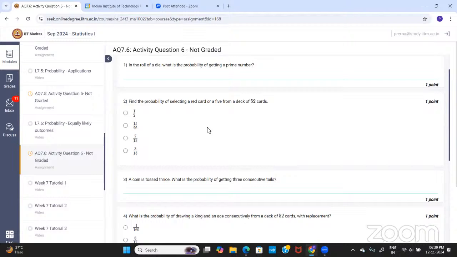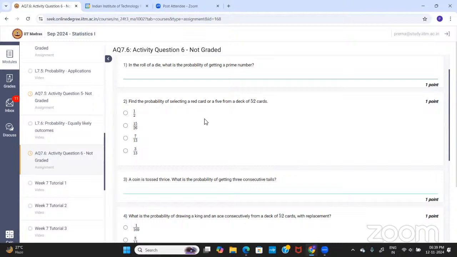So we have to take two events here. The event of selecting a red card will be one event, and another will be selecting a card of 5. Then it is "or", which means we have to find the union.